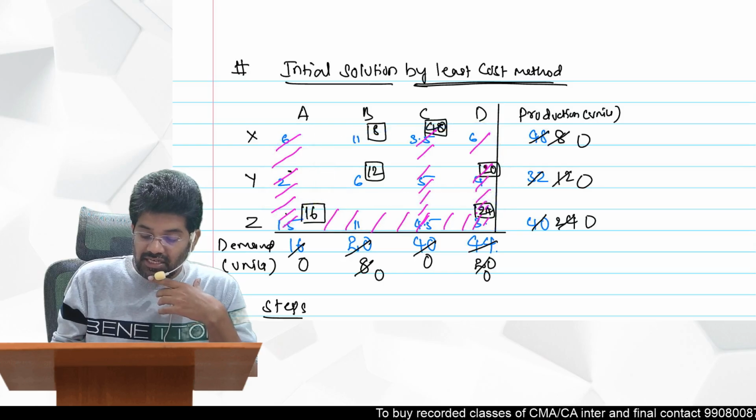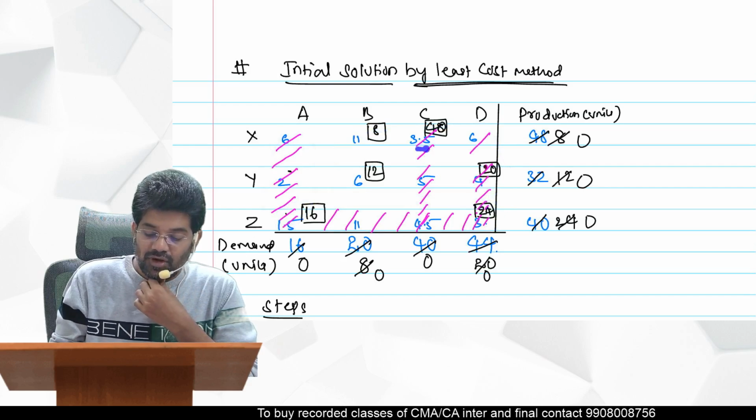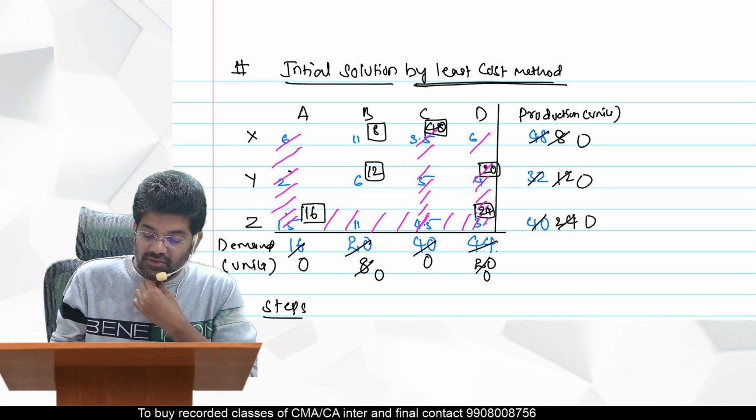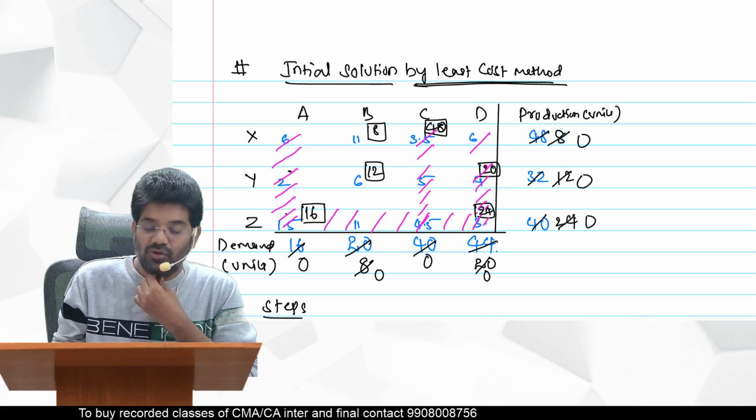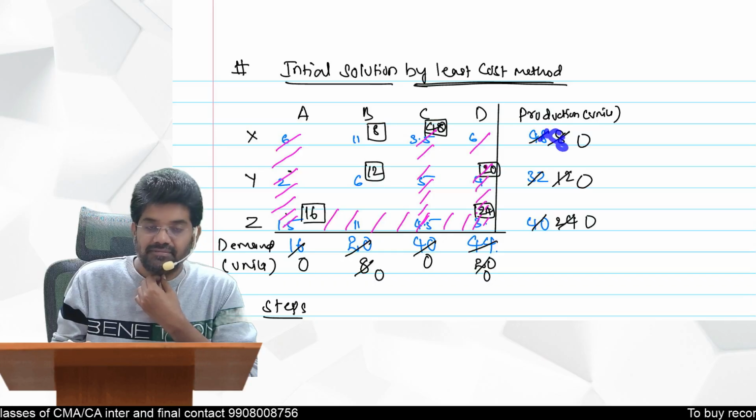Out of this, what is the least cost? 3.5. 3.5, how much? Either 40 or 48, whichever is lower. So 40 I allocated here. After the 40 allocation, this one will become 0. This one will become 8.